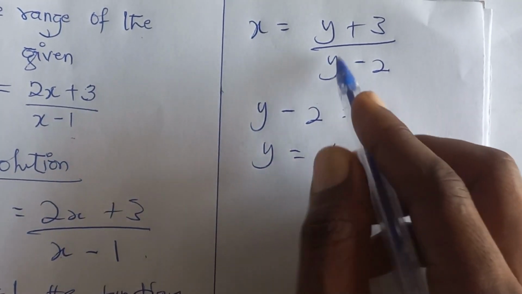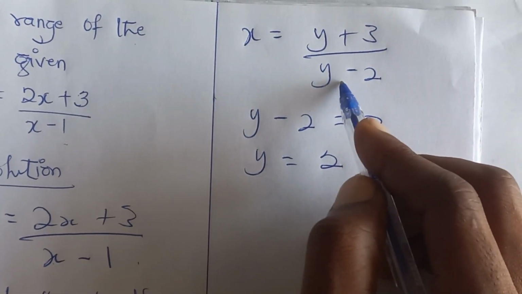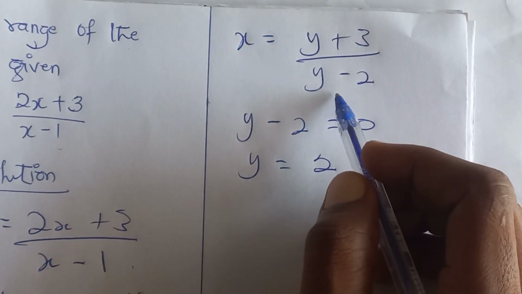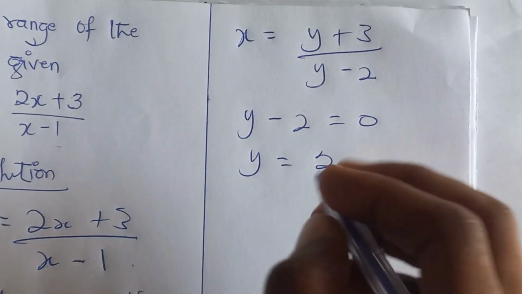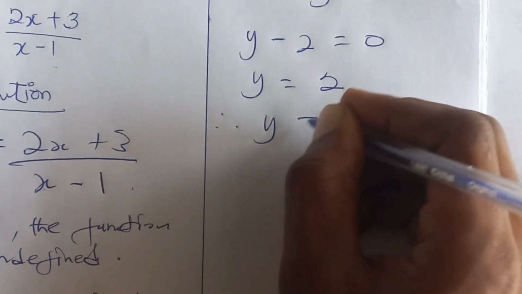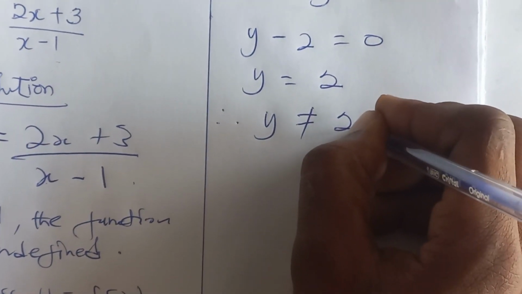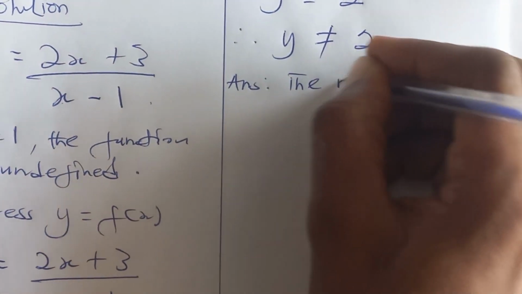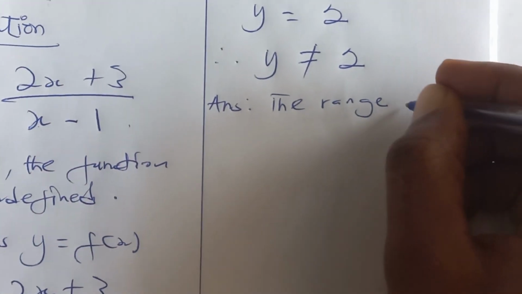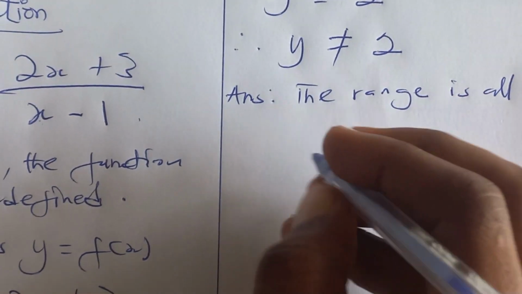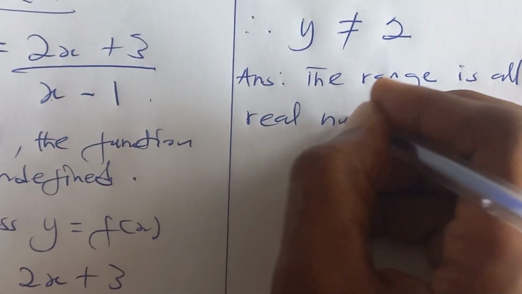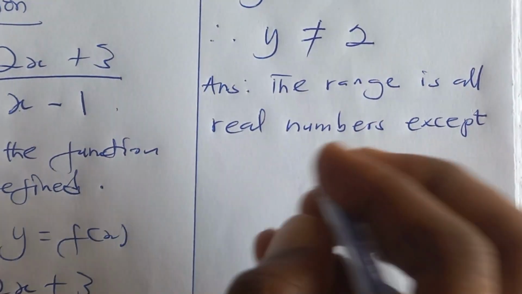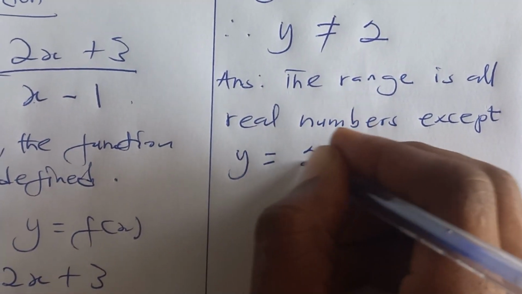Okay, y must not be equal to 2. So as far as when you put y to be 2, it will set the denominator to 0 and this whole function will be undefined. So we say that therefore y is not equal to 2. So answer, the range is all real numbers except y is equal to 2.